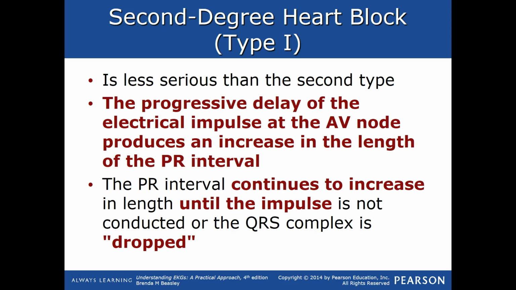So this is less serious than the next one that we're going to talk about. And what you see here is the key word is progressive, meaning, think about progressive, it continues on and gets bigger, right? So the progressive delay of the electrical impulse at the AV node. So what happens is this PR interval continues to increase until the impulse is dropped. So what we'll have is that PR interval might be within normal limits at the beginning. The next one it lengthens, right? It's progressive. The delay is progressive, and it gets longer and longer and longer until it eventually drops.